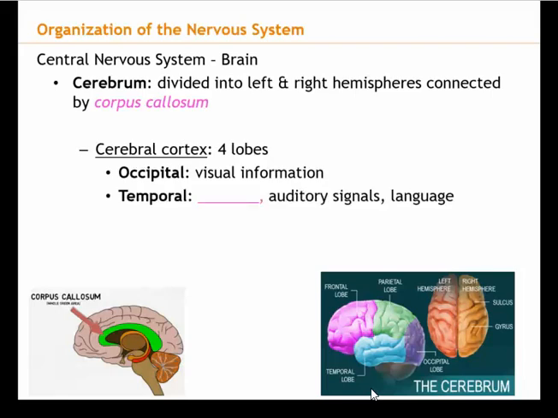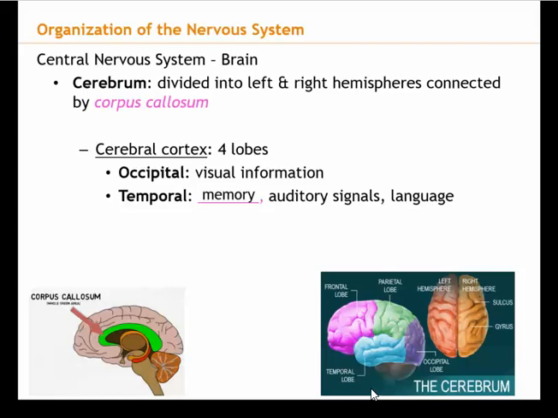Next is the temporal lobe. We usually refer to the temporal lobe as our auditory lobe, so auditory signals and language, but also memory. The temporal lobe controls memory via the hippocampus, which is associated with forming memories and storage, so short and long-term storage. It's smaller and it deteriorates faster in males, the hippocampus.